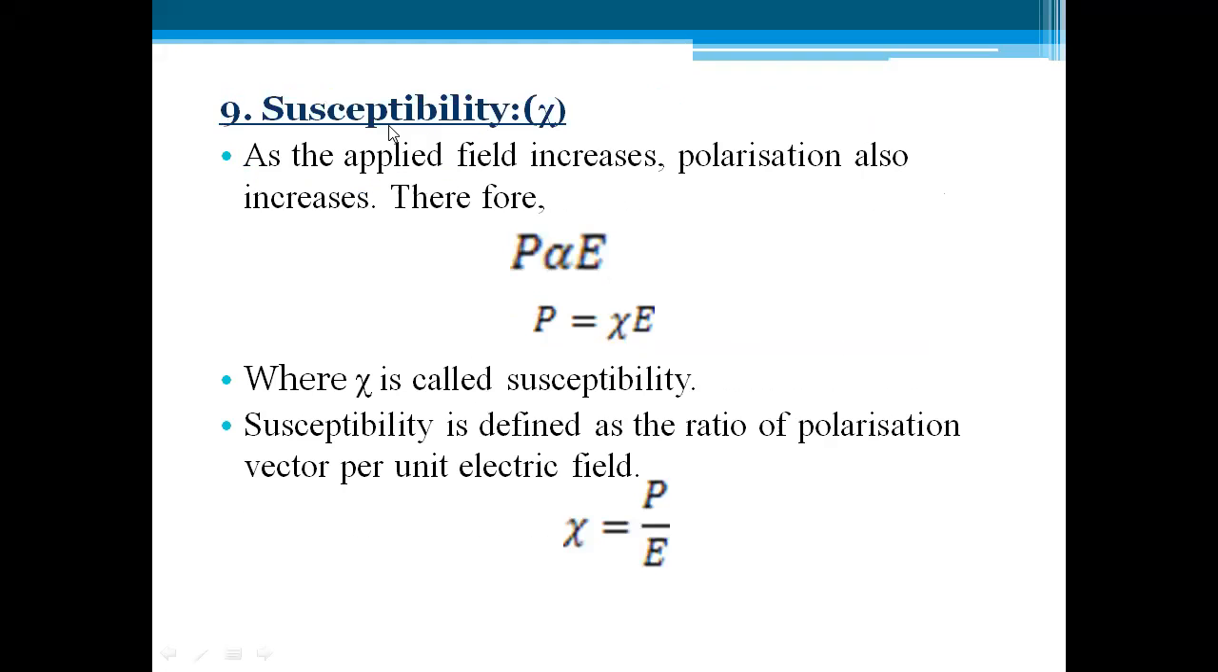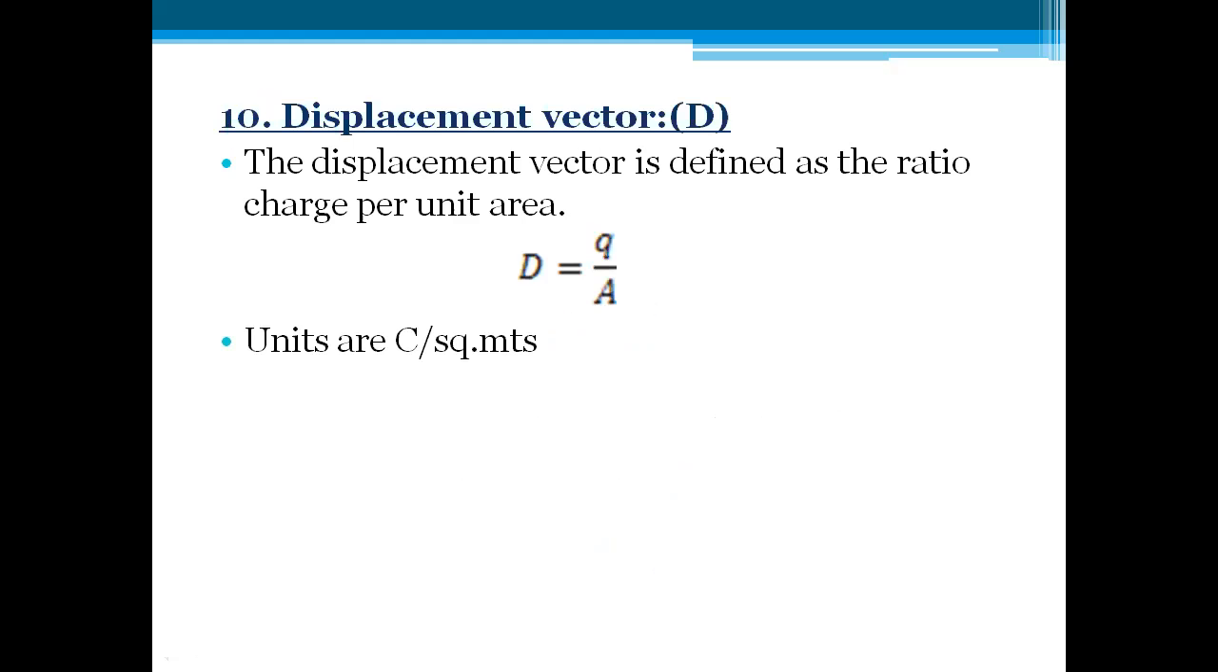Then coming to susceptibility, again to define susceptibility, let us consider a dielectric material on which an electric field E is applied. If you increase the field strength, dipole moment increases. If dipole moment increases, polarization also increases. Therefore, polarization is directly proportional to applied field intensity. So P is equal to Xi E, where Xi is a proportionality constant called susceptibility. Xi is equal to P by E, where susceptibility is defined as polarization vector per unit electric field.